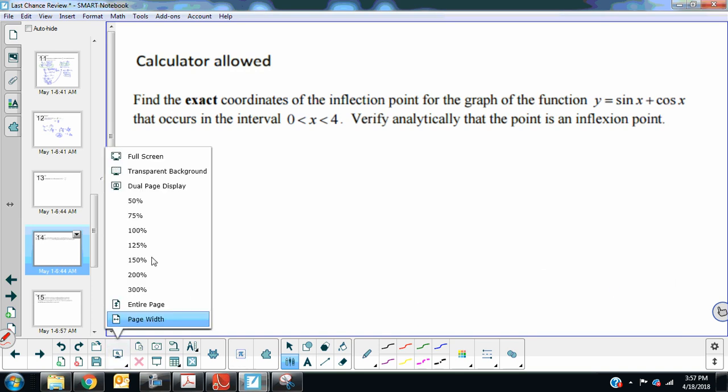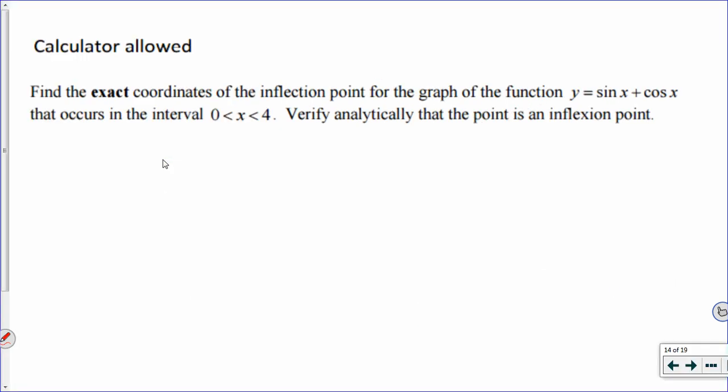In this video, I'm going to demonstrate a tricky inflection point question from the IB Math SL exam. It says it's a calculator question, calculator allowed, but then it's asking us for exact coordinates. So that's our clue that we're trying to not use the calculator, because if the answer has a pi in it, the calculator is going to give us a decimal version, and we won't get full credit when it's asking for an exact answer. So we're looking for the inflection point on the graph of the function y equals sine x plus cosine x.